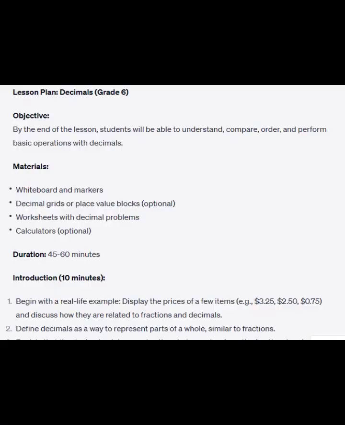Lesson plan, Decimals, Grade 6. Objective: By the end of the lesson, students will be able to understand, compare, order, and perform basic operations with decimals. Materials: whiteboard and markers.